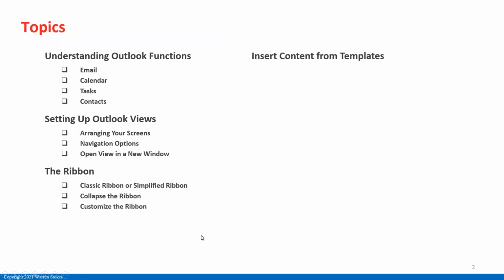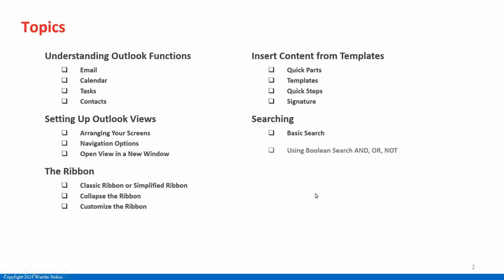Collapsing the ribbon, customizing the ribbon, inserting content from templates in a number of different ways. There's still Quick Parts. It's a tried and true templating technique. In 365, they've added a templating function throughout Outlook. There's a function called Quick Steps, which is really awesome. It just saves you a lot of time and helps you be more productive. You can insert signatures automatically or one at a time.